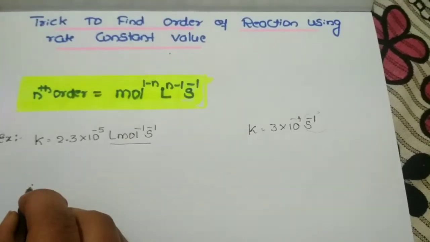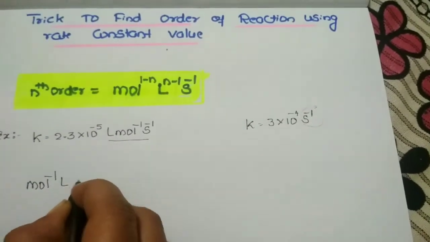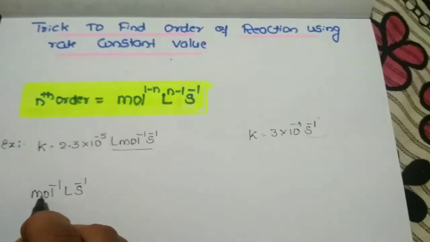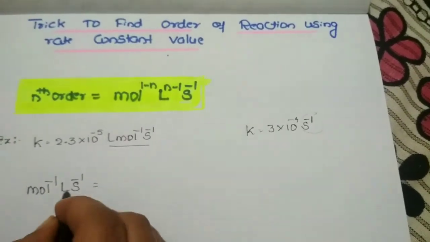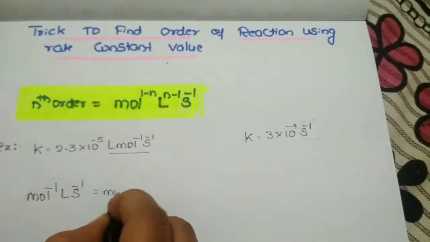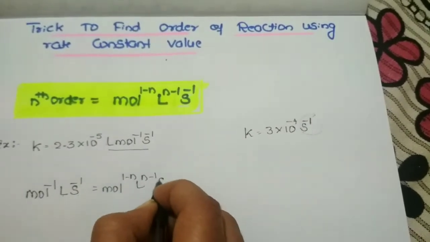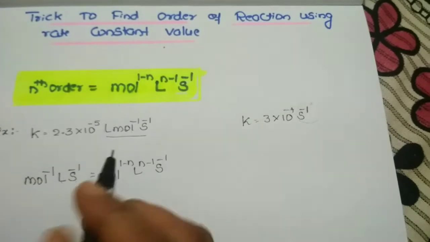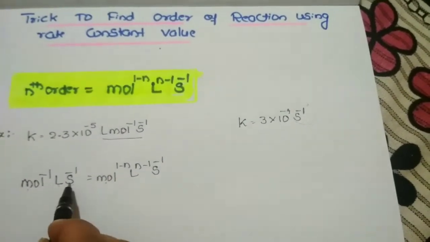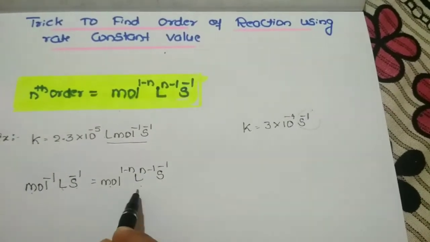Let us write: per mole, liter, per second. I've just changed the way of writing it, that's it. It's only because I want to match it up with this one. Now write down the general formula, that is mole 1 minus n, liter n minus 1, per second. Now see here, mole, liter, per second, so all are equal. LHS is equal to RHS over here.